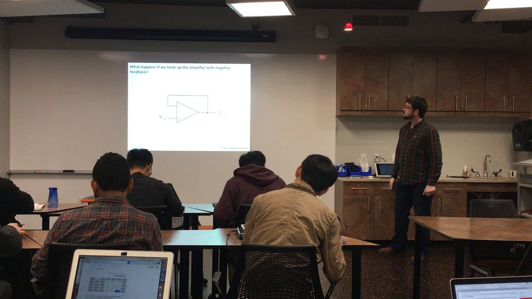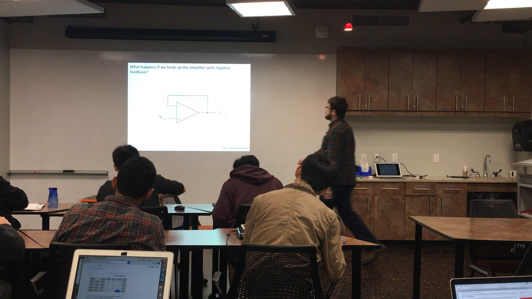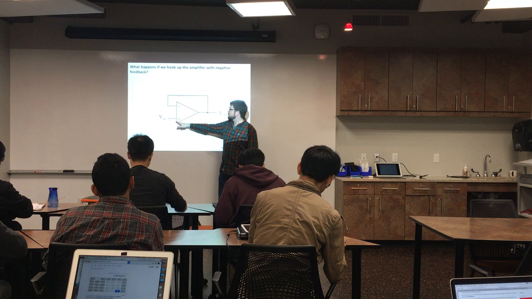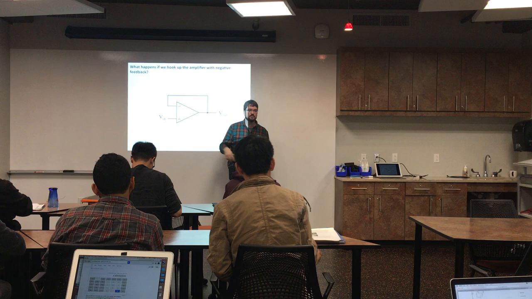So now we're going to do something really weird, and we're going to take the output and connect it back to the inverting input. And we're going to put our input signal here. Assume that power and all that is connected; most of the time we don't even draw the power connections on this. We say power's connected. We figure you know how to do that. Any ideas what's going to happen?